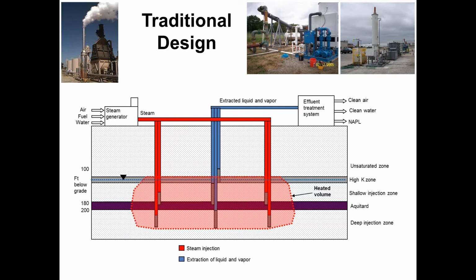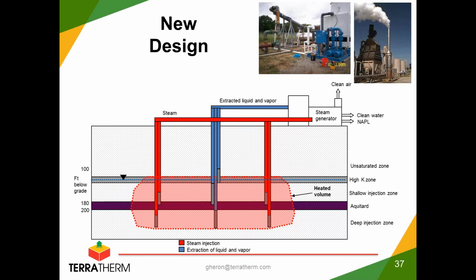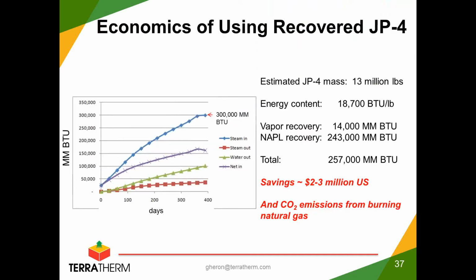But what we're doing now in one of our big upcoming projects is what you see on this next slide, where we take the extracted vapors and the NAPL and we use it as fuel for steam generation. And the steam goes down in the ground. It carries the energy from the product extracted from the site and creates a huge benefit: less equipment and less fossil fuel used for the whole thing.